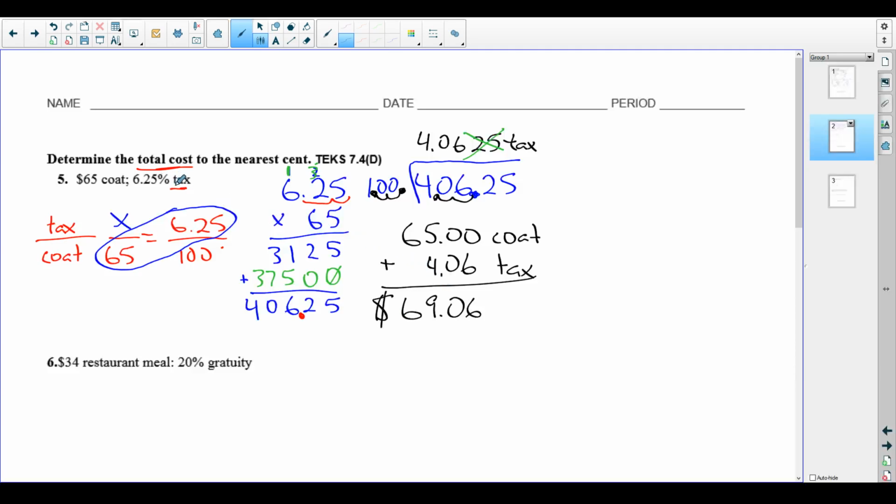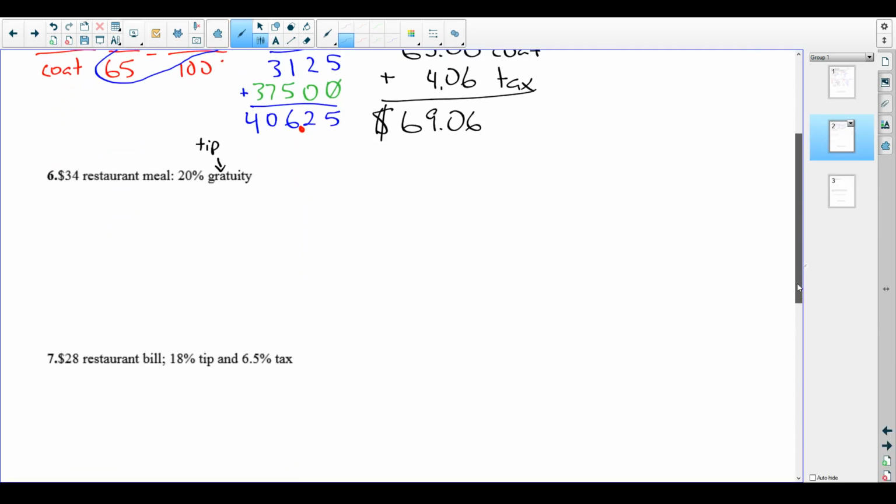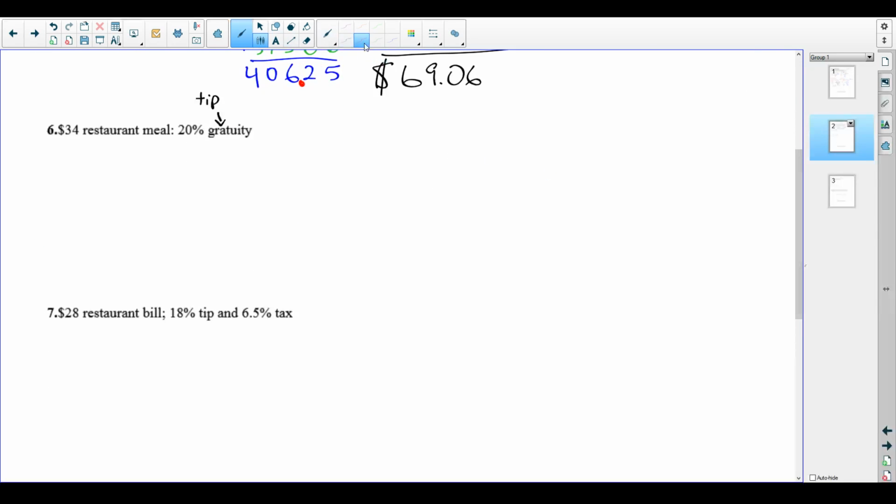So anytime it's tax, or down here we talk about gratuity, which is a fancy word for tip, you just take the answer to your proportion and then add it back to the original amount. That'll be your answer if it wants total cost. Okay, so let's do number 6 then. So same idea. It gives us 20%, so we can say 20 over 100 equals some dollar amount.